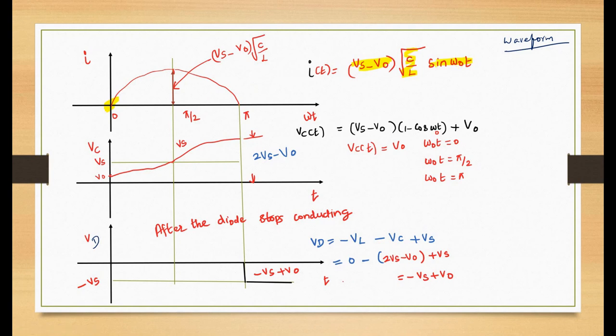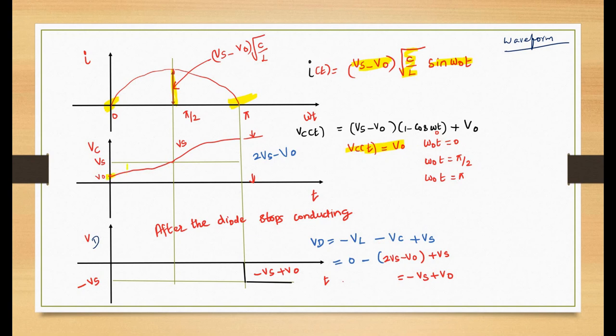Pi by 2 means the maximum value. Sin 90 is the maximum value, so that is Vs minus V0 square root of C by L. And again at pi, put omega naught t equal to pi, again we get 0 value. So this is one cycle. The first is completed. This is I of t. And next I am going to find out Vc. So for Vc, the first case, Vc of t, I have already explained. Vc of t is V0 when omega naught t equal to 0.